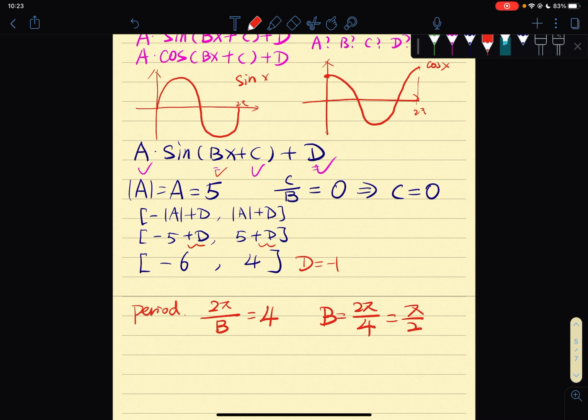So to put everything together, my final answer is 5 times sine of pi over 2 x plus 0, and then my d is -1. So this is my final answer. And you may say, I'm not sure, I will be choosing the sine function. What exactly is going to happen if I were to choose the cosine function?